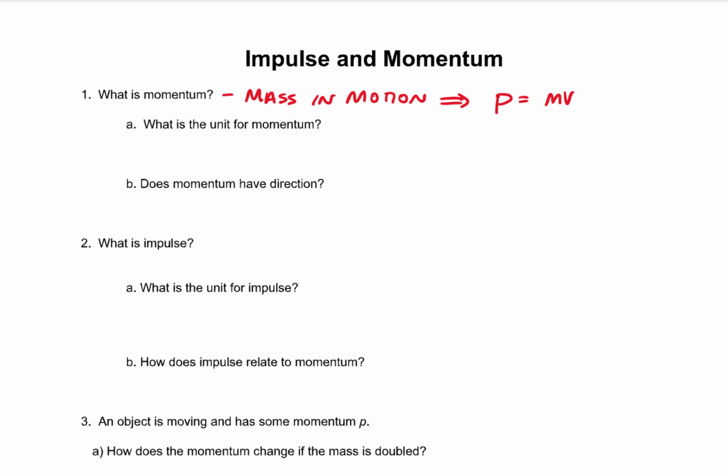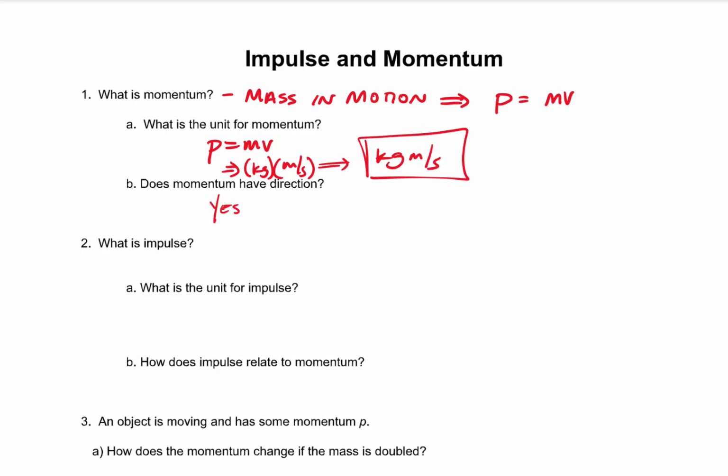What's the unit for momentum? All right, well, the momentum is mass times velocity. So mass is measured in kilograms, velocity is meters per second. So our unit for momentum is kilogram meters per second. And yes, momentum does have a direction. It's a vector. And the direction is the same as the velocity.